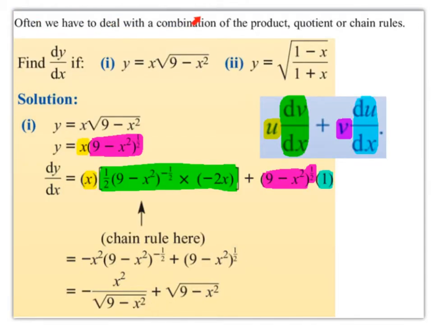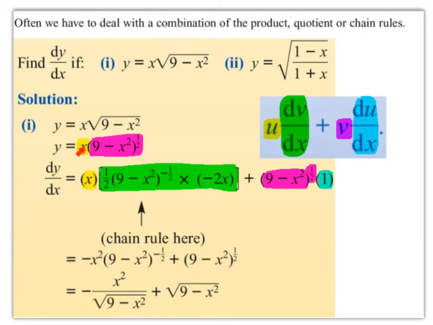Often we have to deal with a combination of the product, quotient or chain rules. Find dy/dx if y is equal to x root (9 minus x squared). So the first thing we're going to do is rewrite the root as the power of a half. So we have y equals x multiplied by (9 minus x squared) raised to the power of a half using our indices laws. Now we can use the product rule.